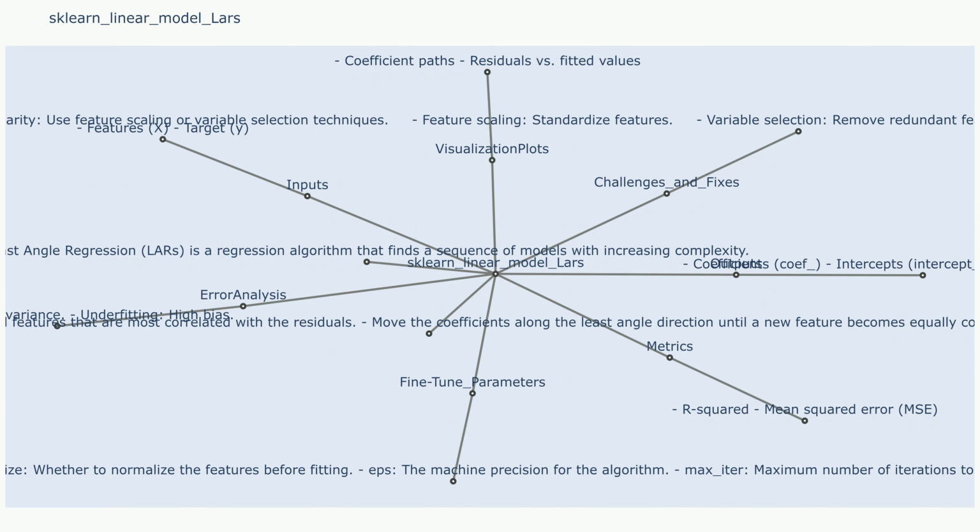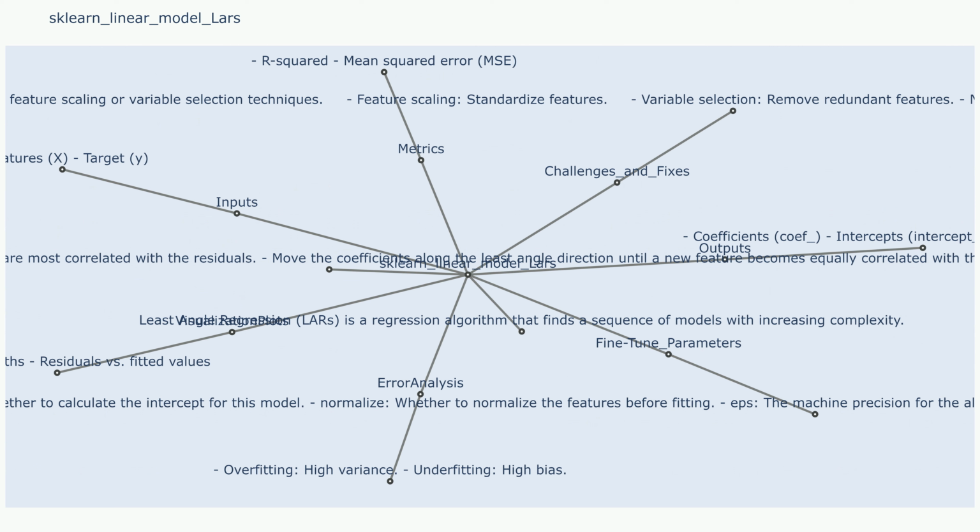Inputs. X. This is the feature matrix, a 2D array with shape n_samples by n_features. Each row represents a data point, and each column represents a feature. y. This is the target vector, a 1D array with shape n_samples. Each element represents the target value for the corresponding data point in X.